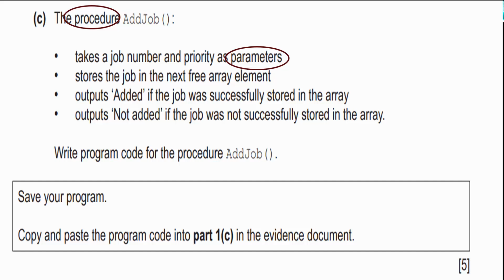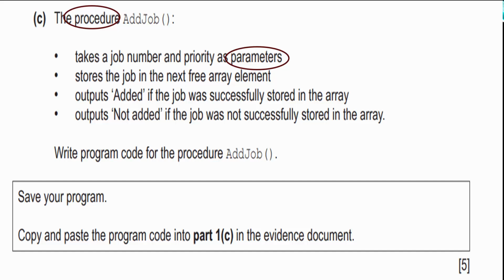Now, it doesn't tell us to, but we need to keep track of where the next free index is. We got to keep track of that. So we're actually going to increment number of jobs by 1 every time we add it. That way we know what is the next row to be used when we add another job. Outputs added if the job was successfully stored in the array. Outputs not added if the job was not successfully stored in the array.